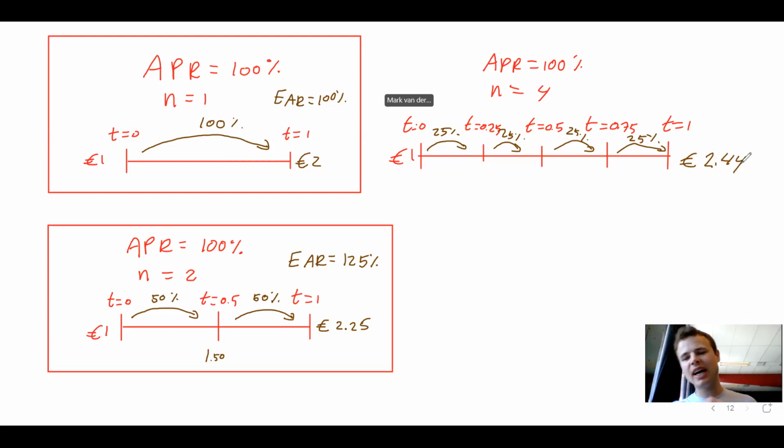So you get a higher percentage, because what is the effective annual rate here? First it was 100%, then 125%. What is the effective annual rate here?